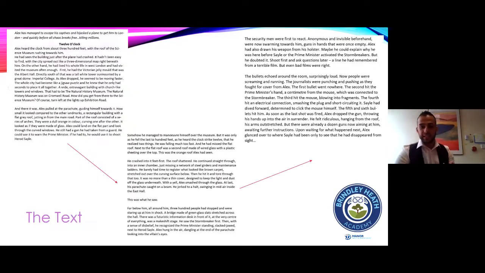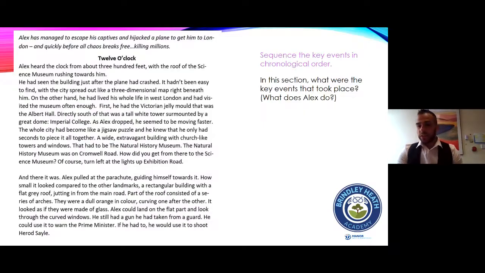Okay, so this is the text that we are going to be looking through. It's from a chapter called 12 o'clock. So for the first part, I'll read it through, and if you guys can follow it through as I'm reading, or you can read it to yourself, that's absolutely fine. Think about what the key events are as we're reading it through. Okay, so in this section, what are the key events that took place? What is it that Alex does?